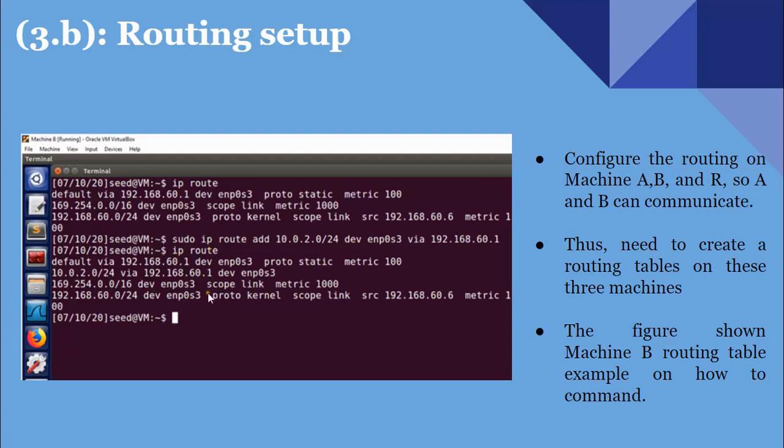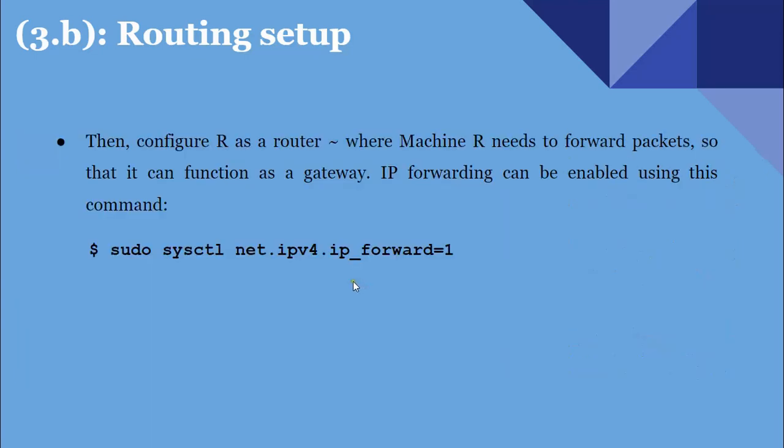Then we display the ip route again. Here we see that the route we created just now is saved, at the second line. Okay, next. In order to communicate between machine A and machine B, we need to configure R as a router. Machine R needs to forward packets so that it can function as a gateway. Using this command, just copy and paste it at the machine R terminal. After we run it, now we can ping machine A and machine B.